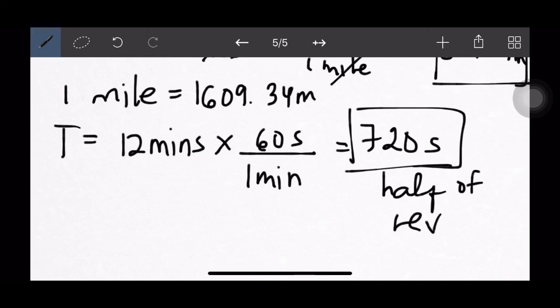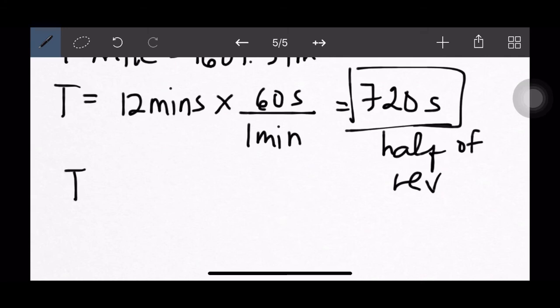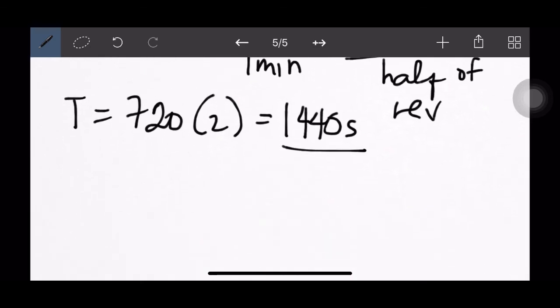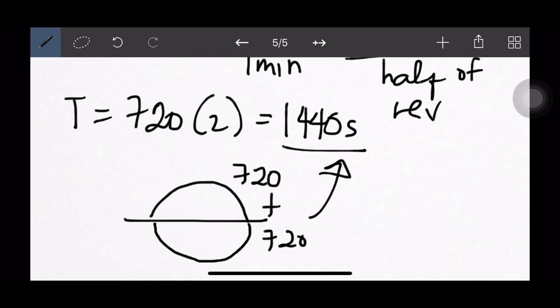So what are we going to do? In order to complete the circle, we are going to multiply this by 2. Multiplied by 2, we have 1,440 seconds. Again, because 180 degrees is 720 seconds, another 180 degrees is also 720. You just simply add the two, so that's why you have the value 1,440 seconds. So now our time at one revolution is 1,440 seconds.